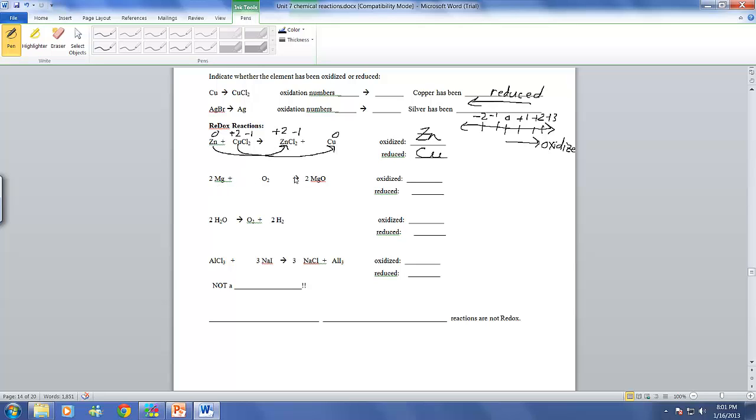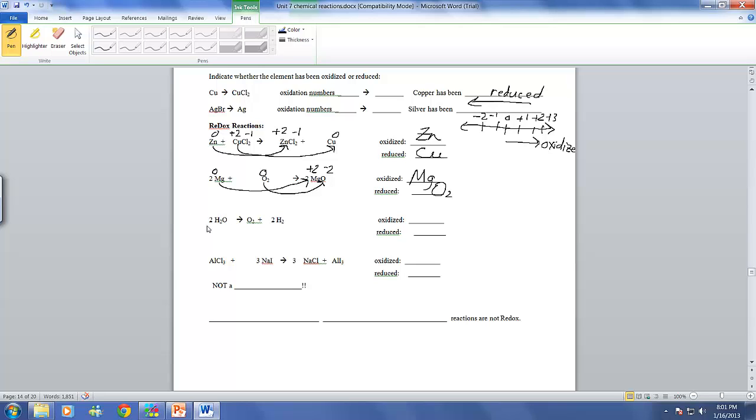Okay, look at this. This is a synthesis. Well, these are zeros. Magnesium over here is a +2. Oxygen is a -2. Notice I'm not worrying about the balancing or anything. I'm just looking at charges, or oxidation numbers. What happened? Magnesium went from 0 to a +2. That means magnesium was oxidized. Oxygen went from a 0 to a -2, became more negative. How did it become more negative? It gained electrons. If it gained electrons, that meant it was reduced.